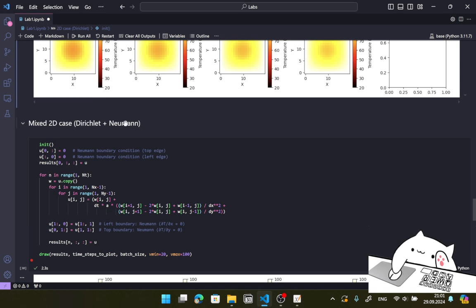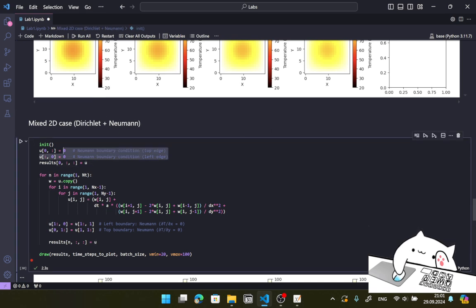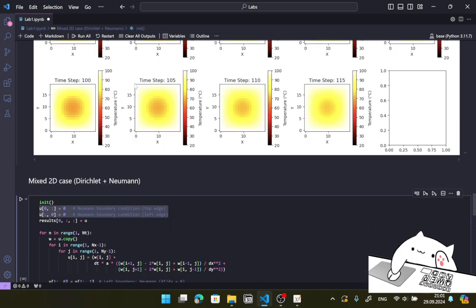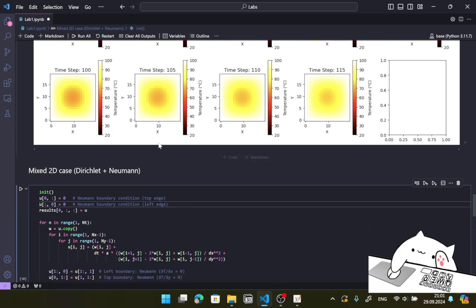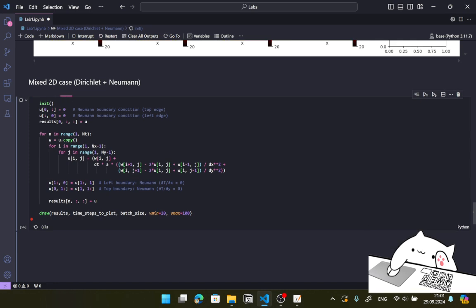And suppose we have Dirichlet and Neumann's conditions mixed. Like, let me insulate the left and bottom parts of my system. Heat is given only from the top and right sides, like here. So what will happen here? Let's see.